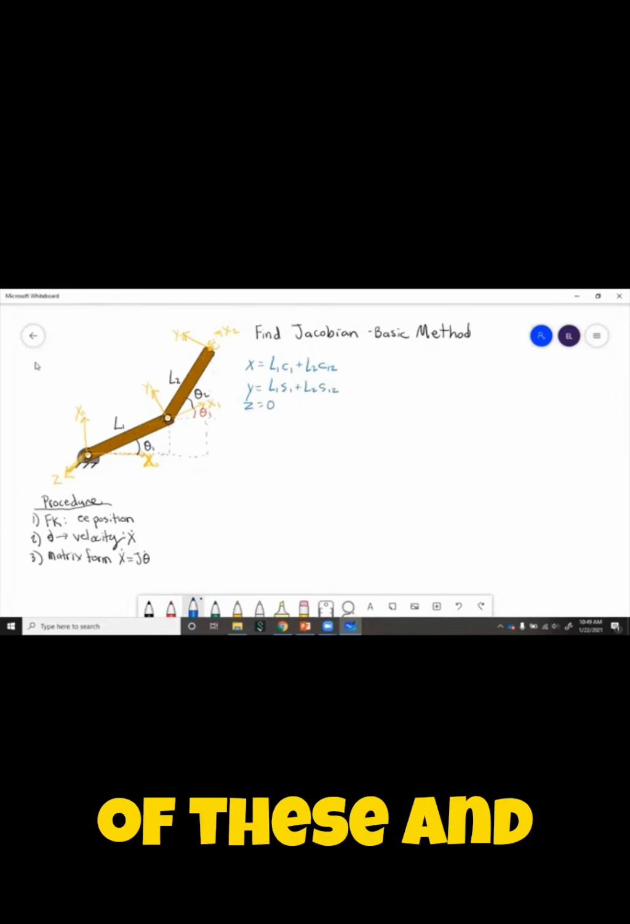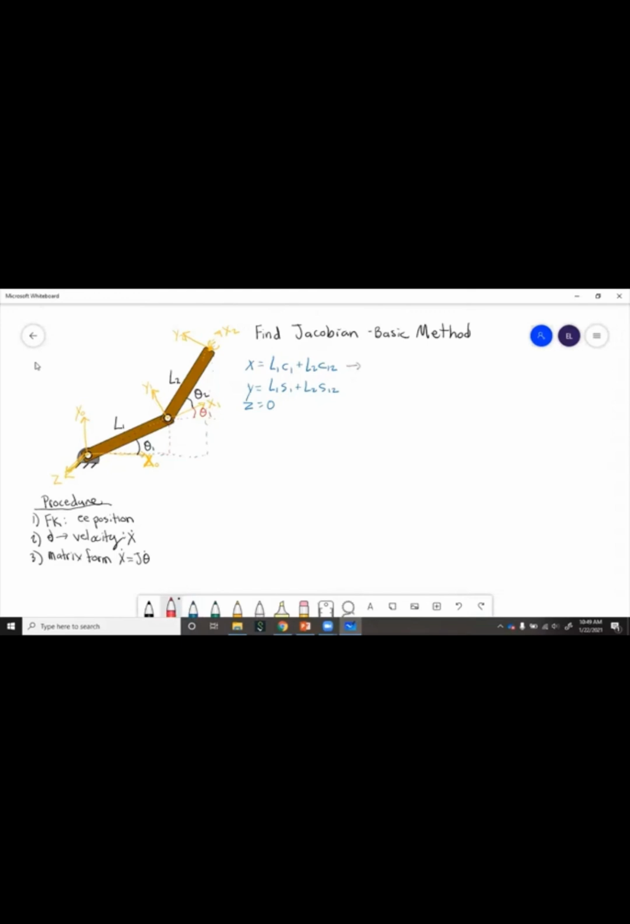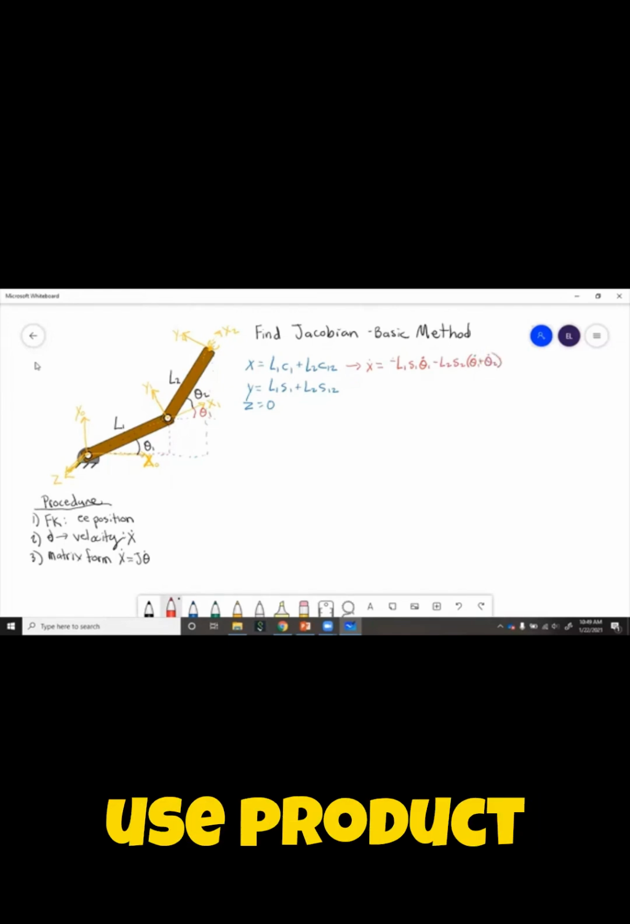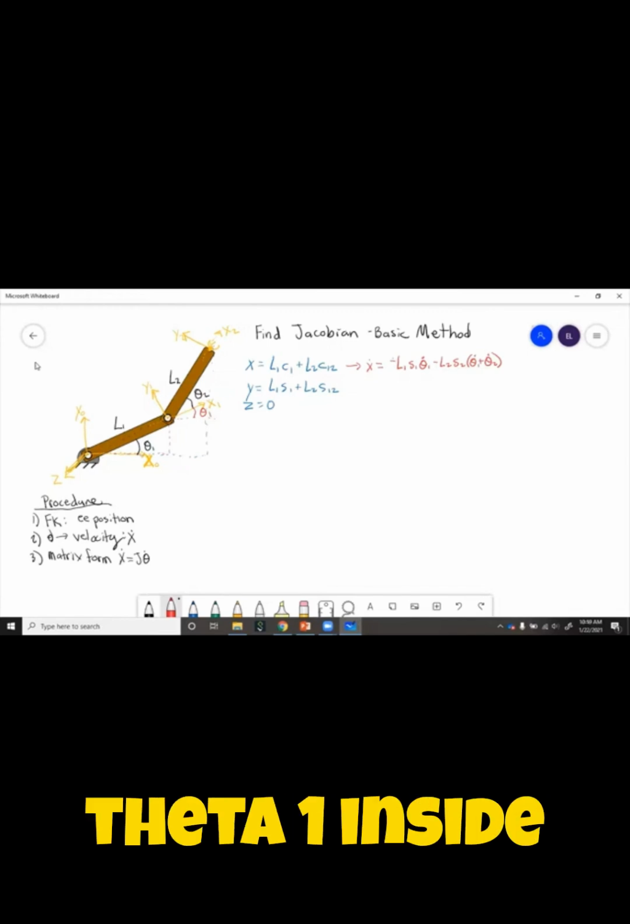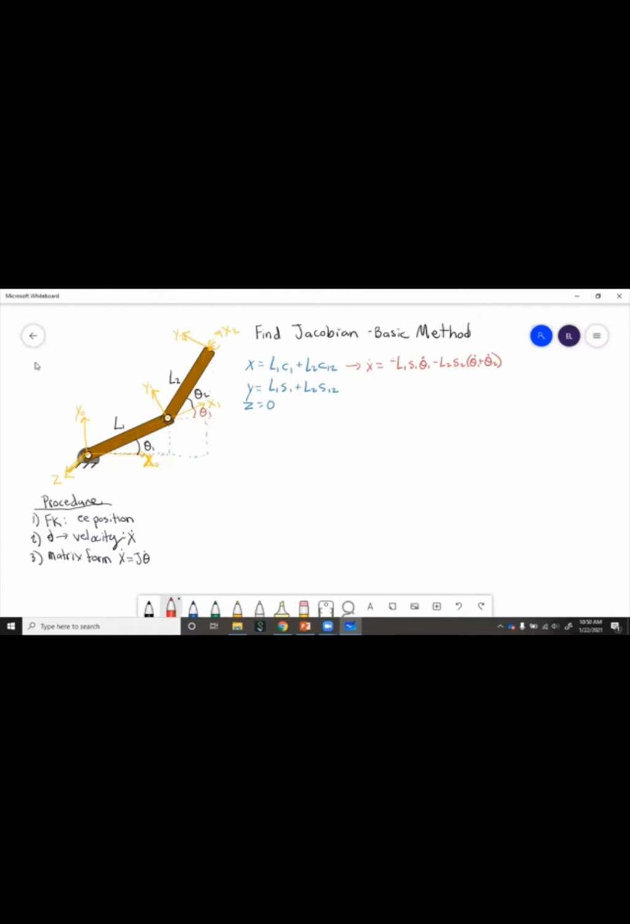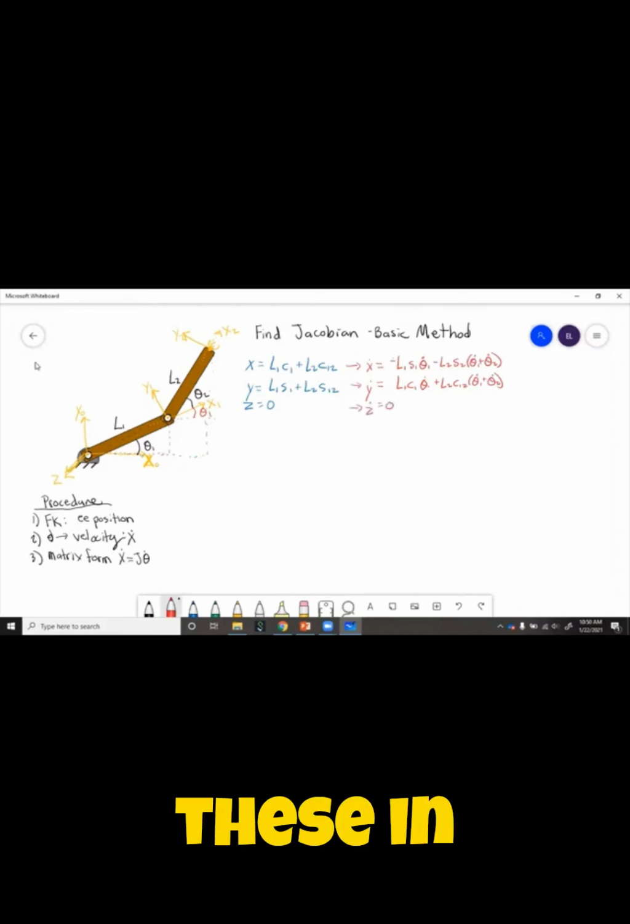So now we take the derivative of these and get velocity. Remember to use product rule because cosine of theta 1 plus theta 2 is going to have theta 1 inside of it and theta 2 inside of it. Next, we put these in matrix form.